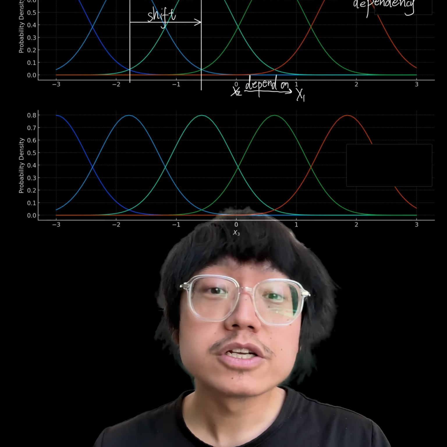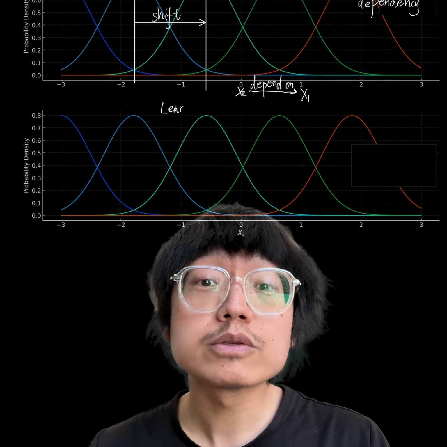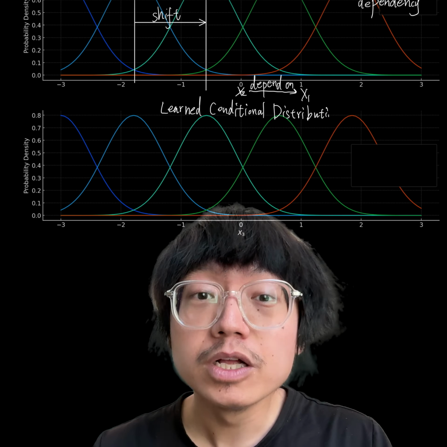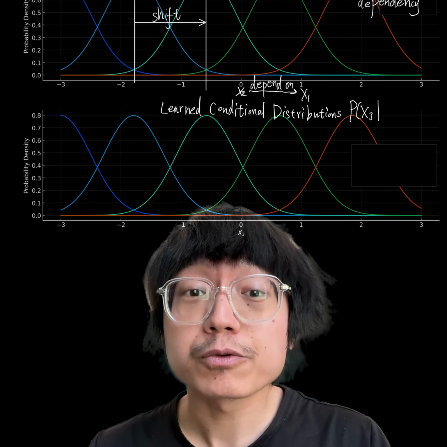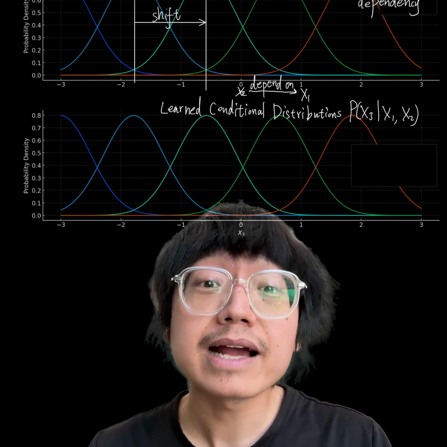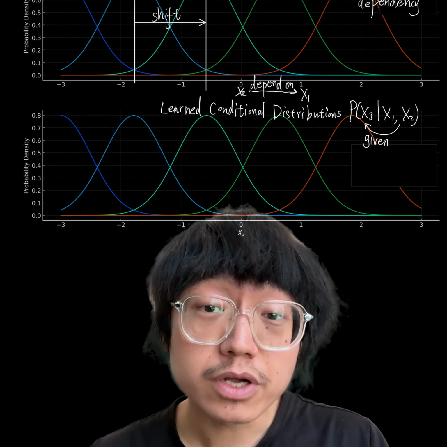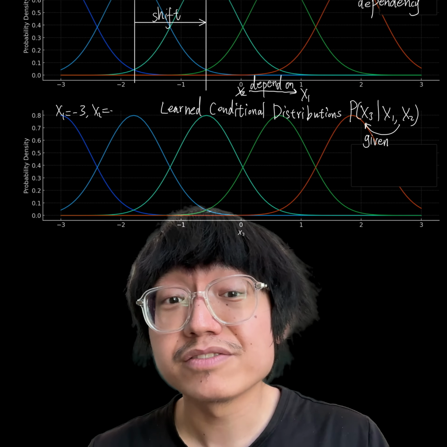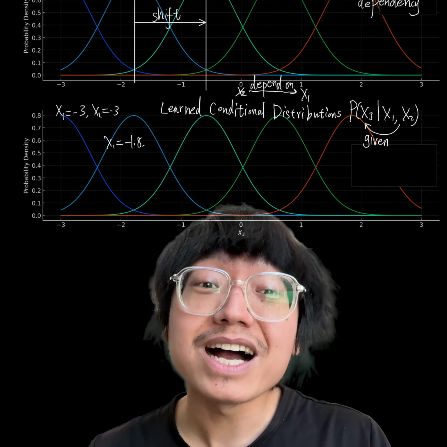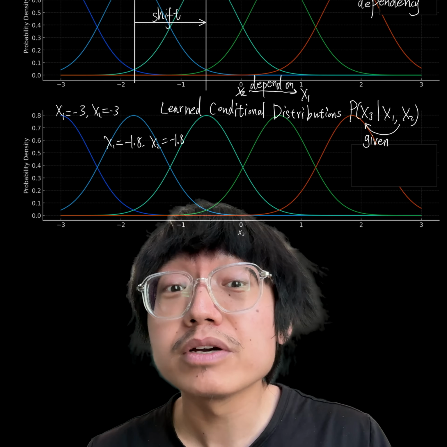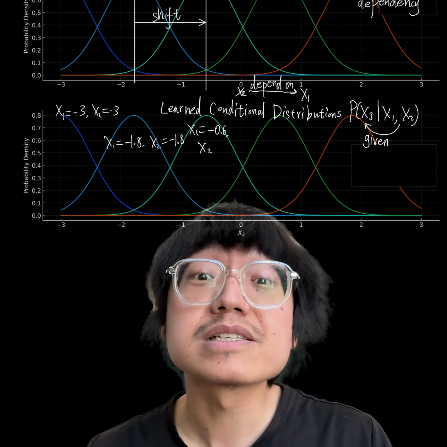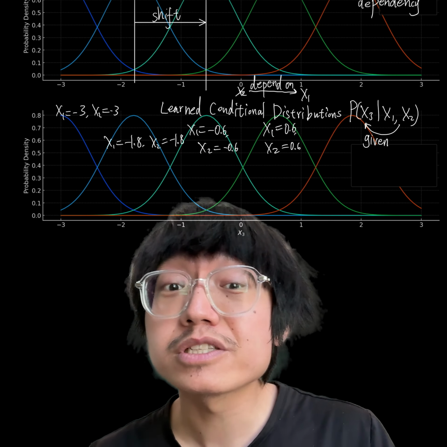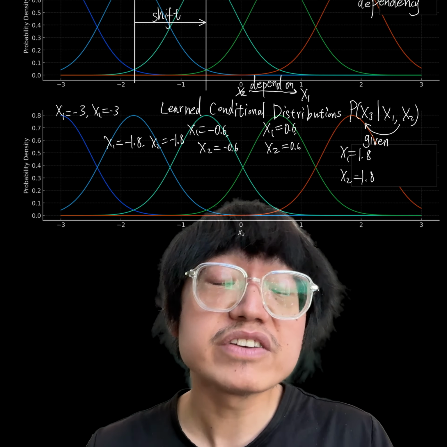The third plot shows how the model learns the conditional distribution of x3 given both x1 and x2. For example, the distribution of x3 when x1 equals negative 1.8 and x2 also equals negative 1.8 is depicted by one of the curves. This step highlights how the model builds increasingly complex relationships, learning how each new variable depends on all the previous ones.